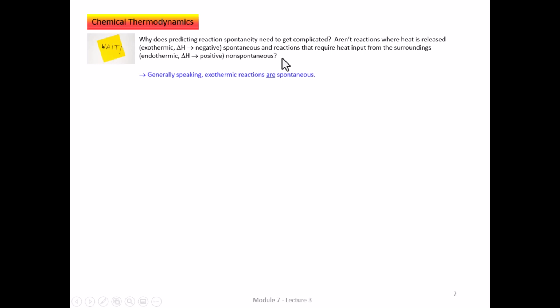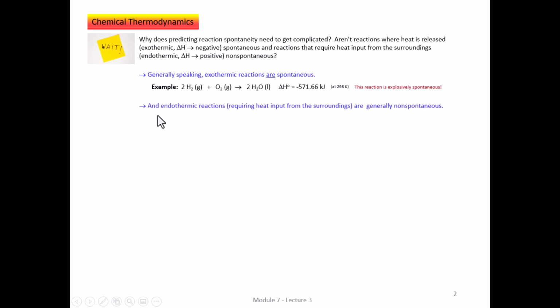Generally speaking, exothermic reactions where heat is released are spontaneous. So for example, our hydrogen and oxygen to water reaction is highly exothermic, and this reaction is explosively spontaneous. And endothermic reactions requiring heat input from the surroundings are generally non-spontaneous.